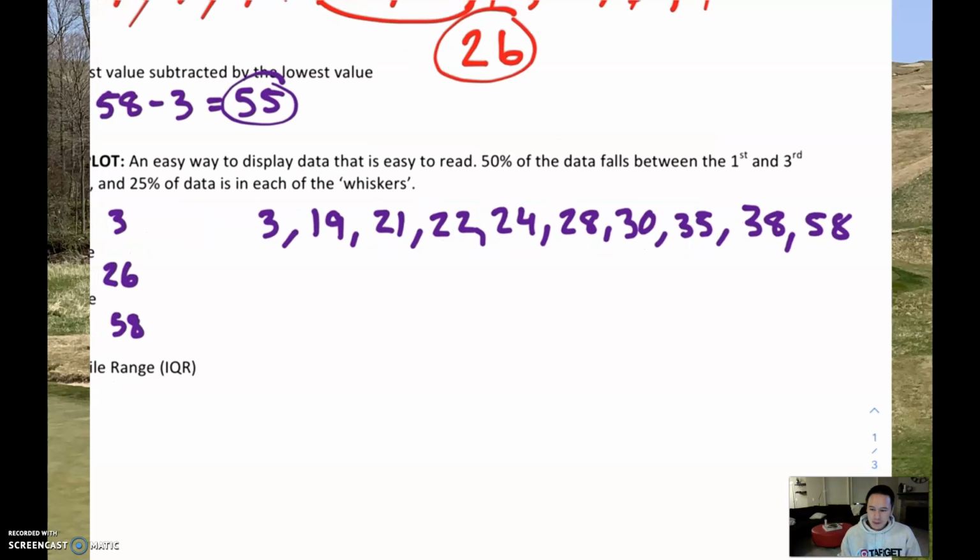So what I'm going to do is put a line going right in the middle of this, which in this case was right in between the 24 and the 28. So that's going to be my middle.